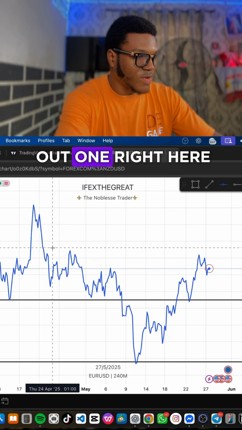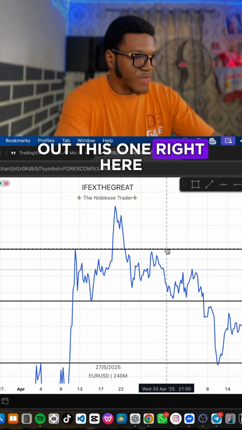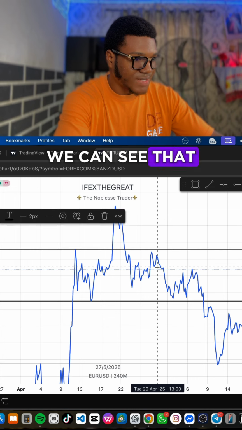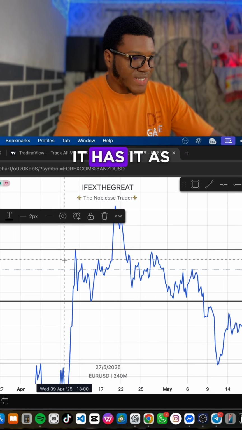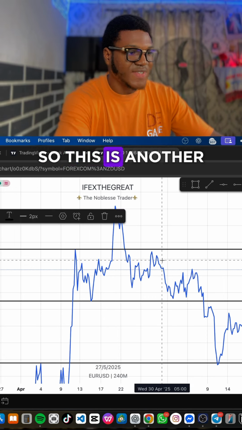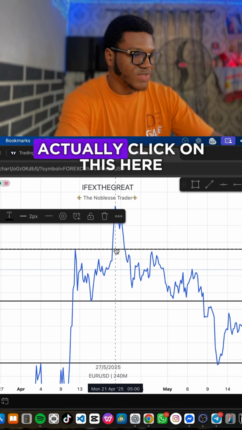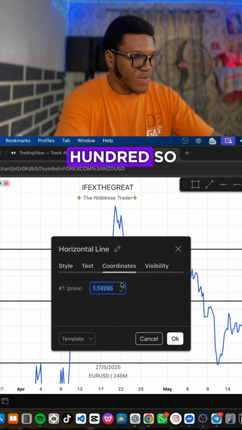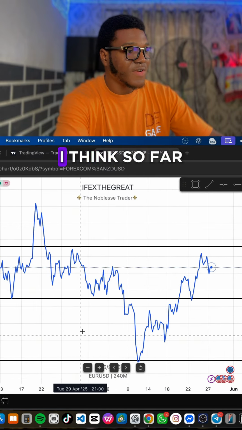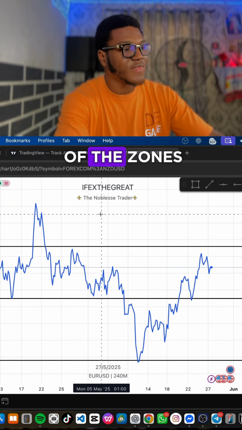So we're also going to see other zones that we have here. We're going to mark out one right here, and while we're marking out this one, we can see that it has resistance here and resistance here. So this is another valid support and resistance zone. We're going to click on it here. Is it closer to 100? So we're going to change it to the nearest 100 right here. So this is currently on the 4-hour time frame. I think so far we've been able to mark out all of the zones that we can find.